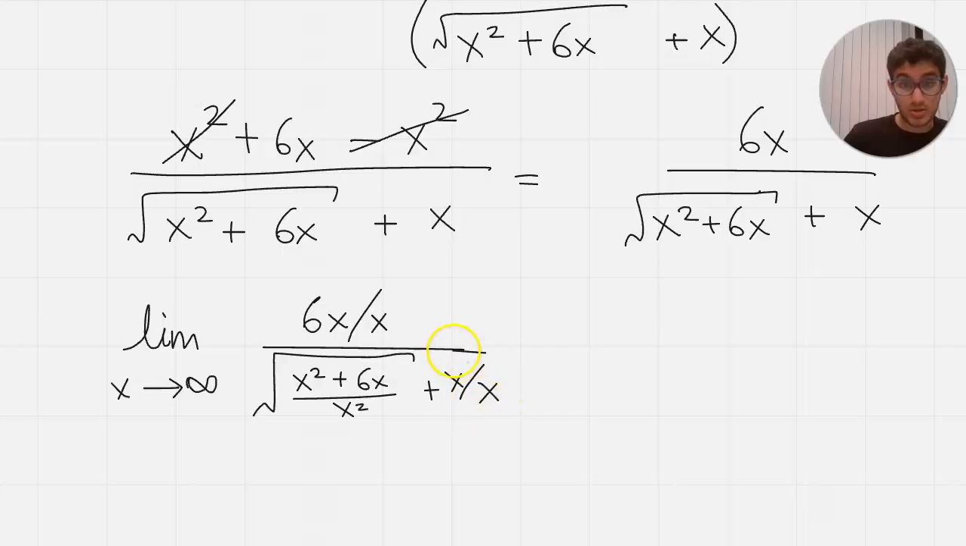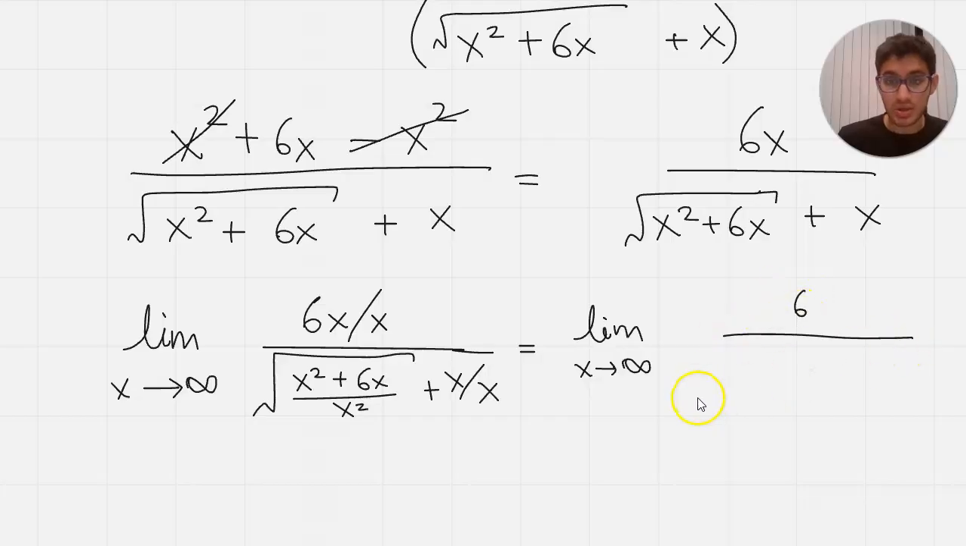Okay, looks very, very ugly, but obviously we did this for a reason, and the reason is that it's going to simplify things a lot for us. So the numerator is now 6 times x over x, so that's just 6. The denominator here is just going to be 1 plus 6 over x. Is that correct? Yeah, plus 1.